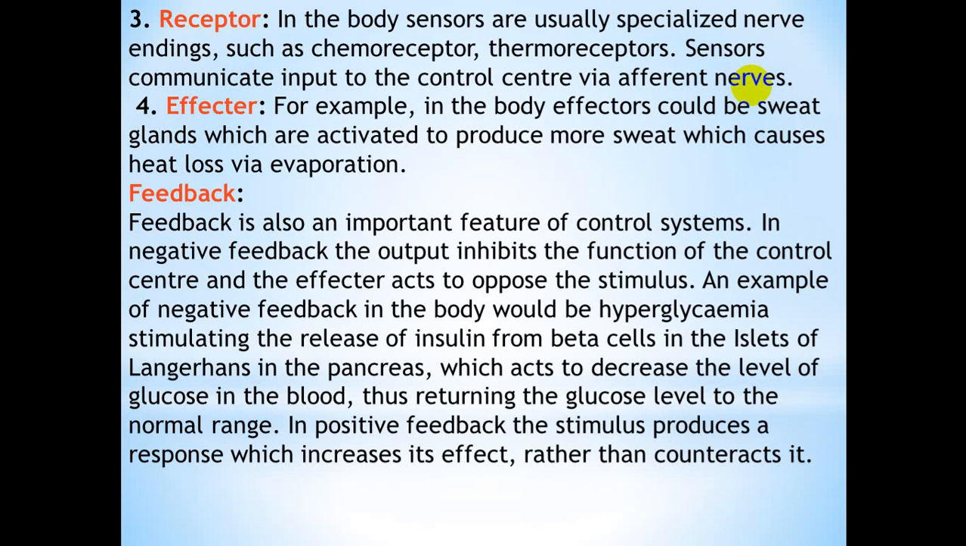Fourth, effectors. For example, in the body effectors could be sweat glands, which are activated by heat to produce more sweat, which causes heat loss via evaporation. So the effect is that the body starts to lose heat and is cooled.